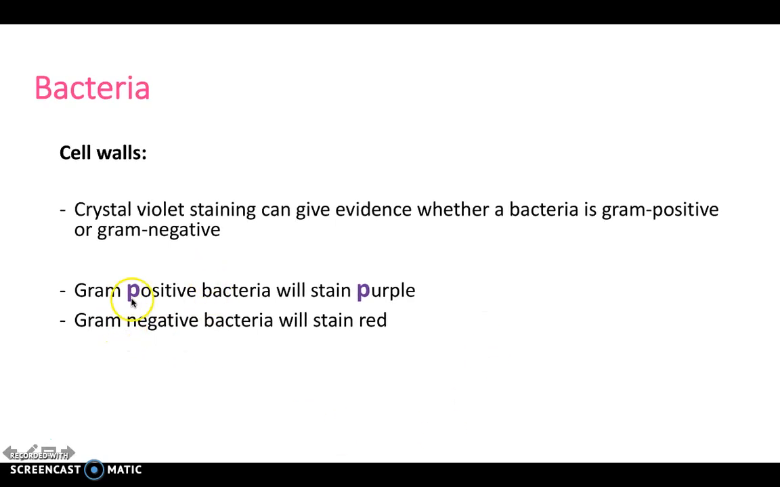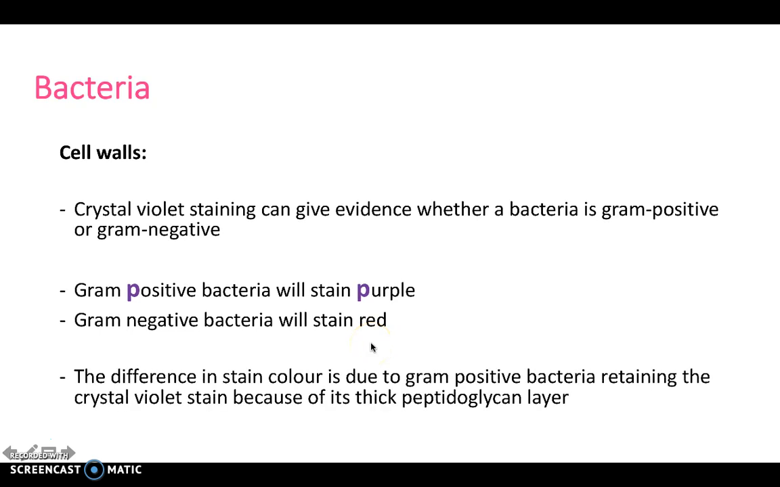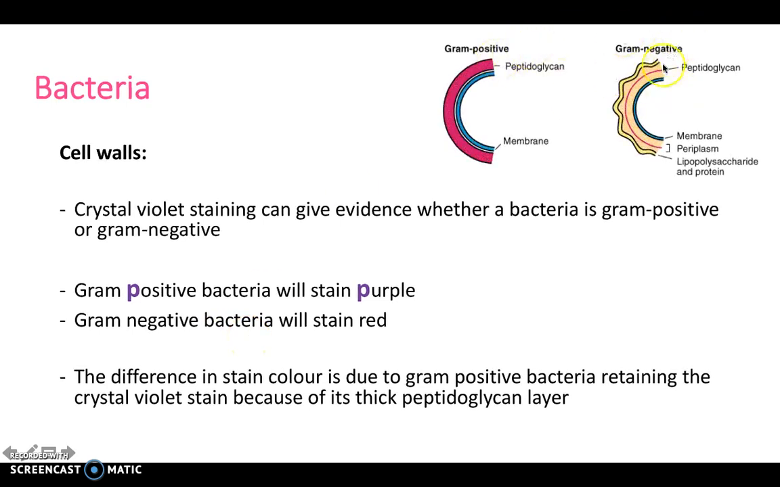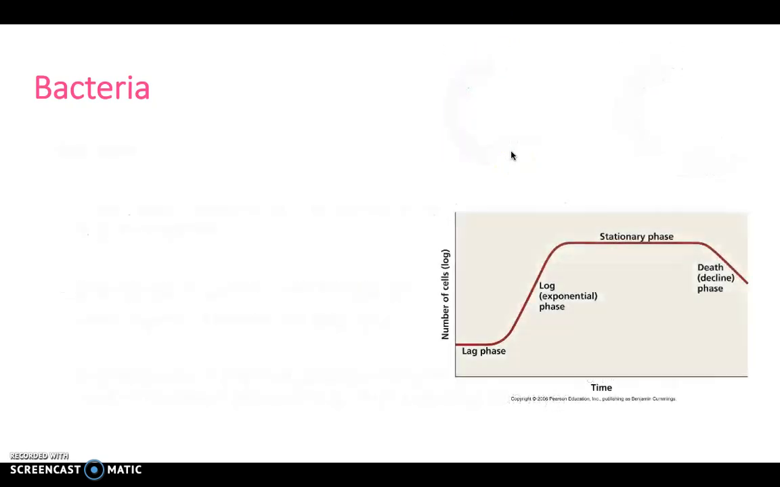The easy way to remember this is that gram-positive bacteria will stain purple when you do the crystal violet staining test, and gram-negative bacteria will stain red or pink. So the difference in stain colour is due to gram-positive bacteria retaining the crystal violet stain because of its thick peptidoglycan wall. So in the wall of gram-positive organisms, it's got a thick peptidoglycan layer, and this retains or keeps hold of the crystal violet stain, causing it to stain purple. The gram-negative bacteria do not have this, and as a result, it cannot retain that crystal violet stain, and will therefore appear red or pink.